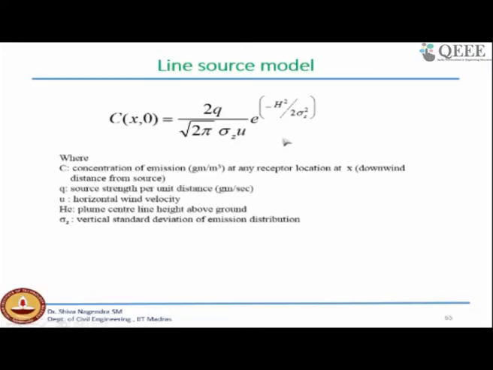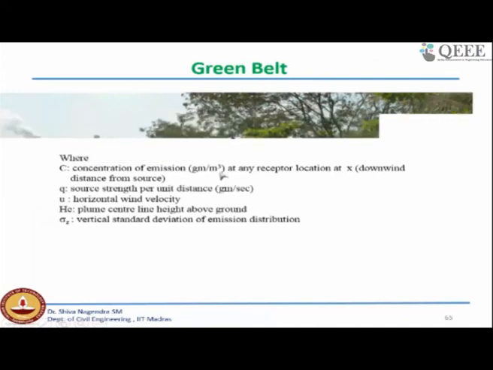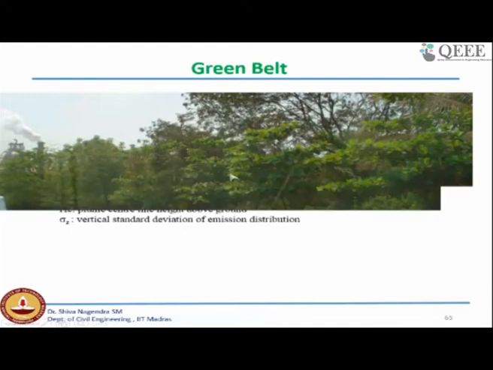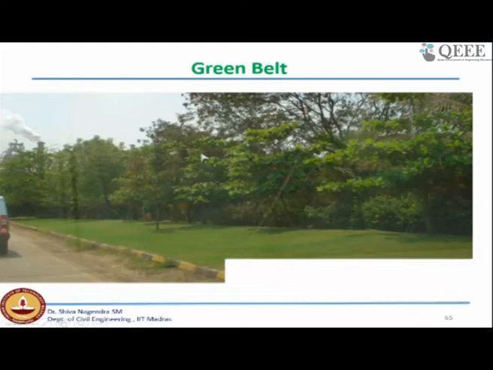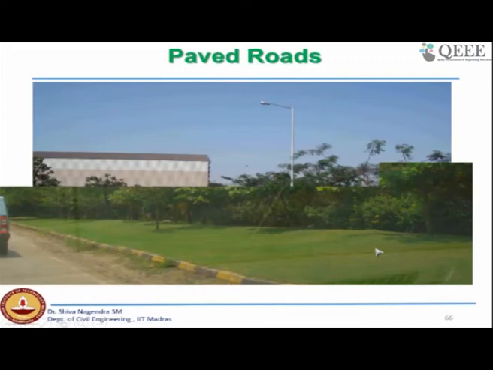Then I'll try to introduce some aspects. We discussed source control, and there are some engineering design mechanisms that can be adapted for removing the pollutants. You can also remove pollutants with a green cover. So this is another way of reducing the emissions from the source.